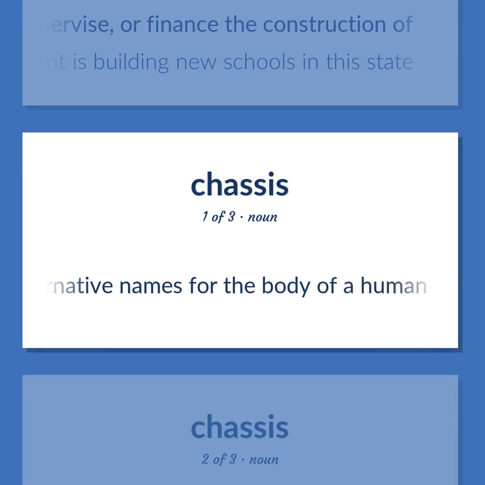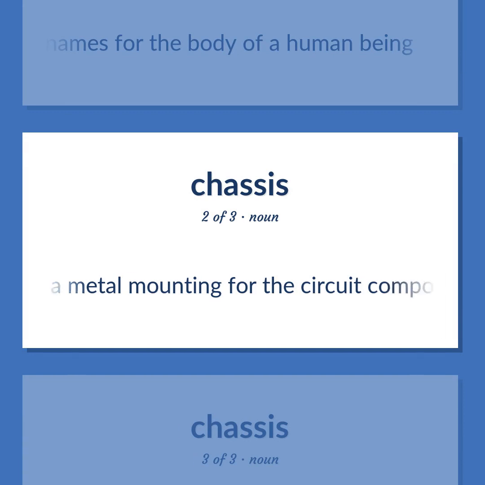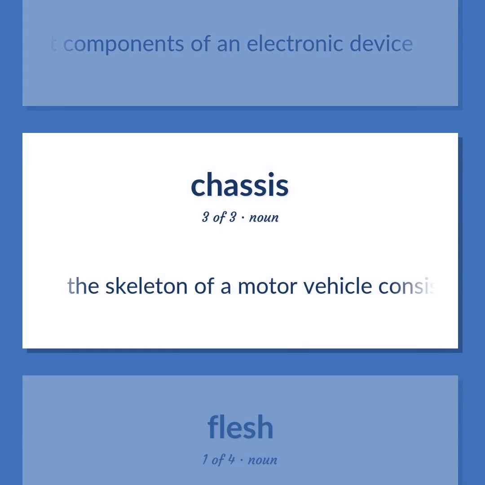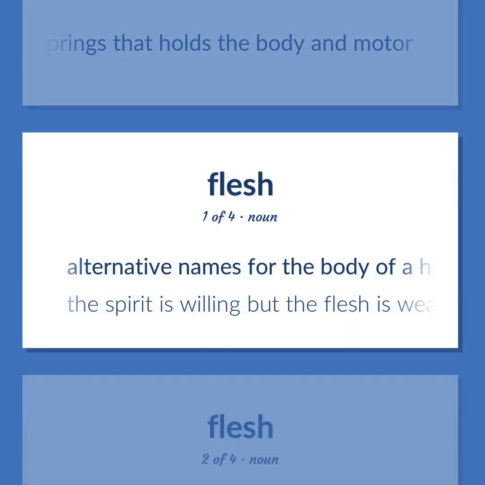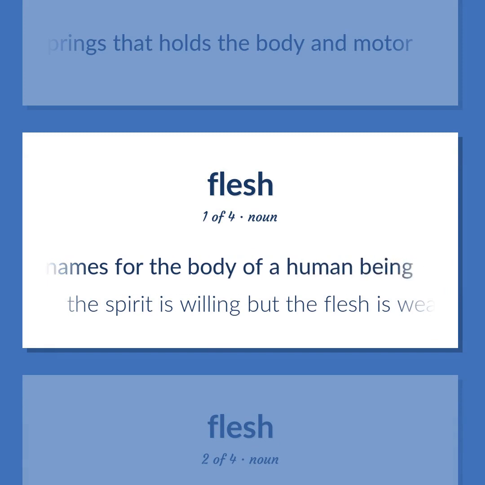Alternative names for the body of a human being. A metal mounting for the circuit components of an electronic device. The skeleton of a motor vehicle consisting of a steel frame supported on springs that holds the body and motor. Alternative names for the body of a human being. The spirit is willing but the flesh is weak.